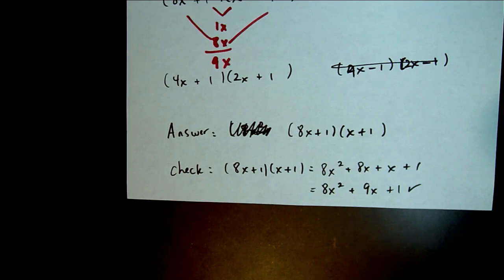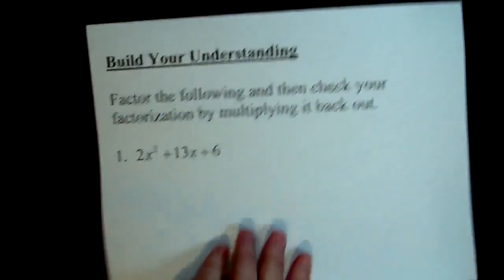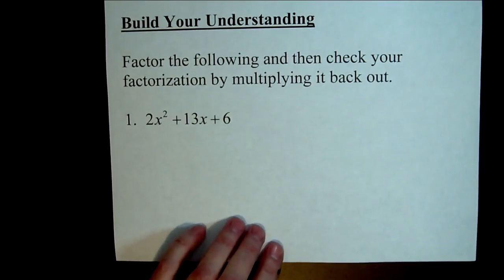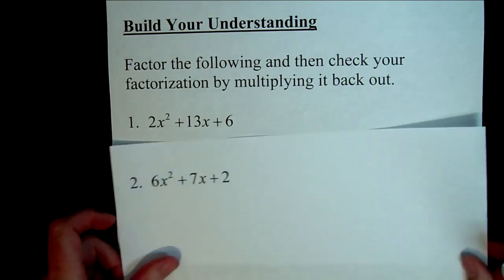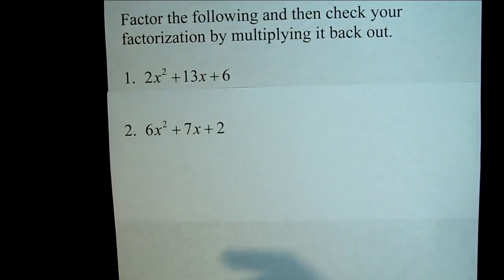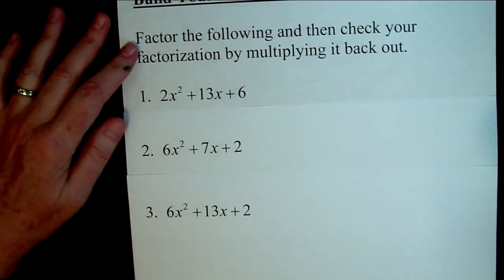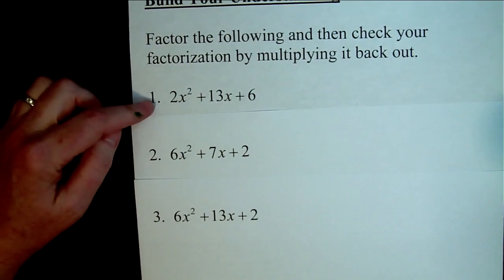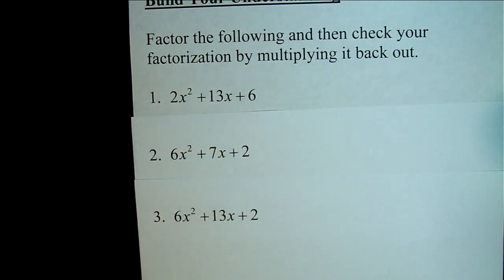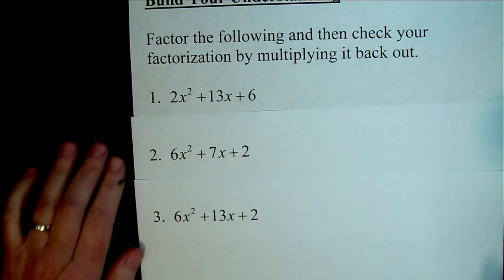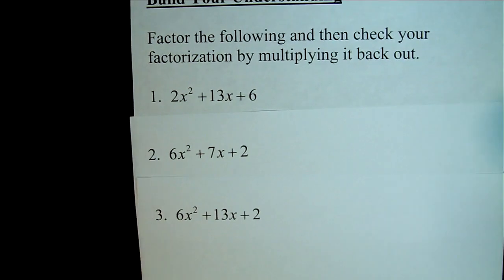And at this point, it is your turn. How many trinomials have I given you? 1, 2, 3, 3 trinomials. Each one of them has a coefficient on the x squared that is not 1, the invisible 1 exponent. So please use trial and check. Even if you know another method, I'd like you to practice with the trial and check method on these.